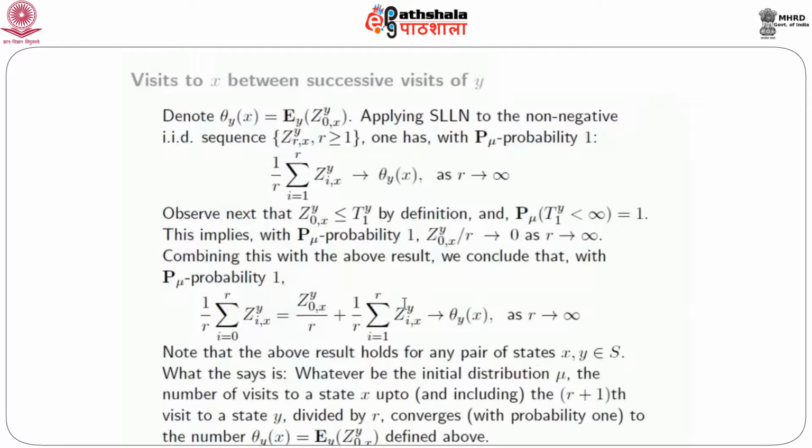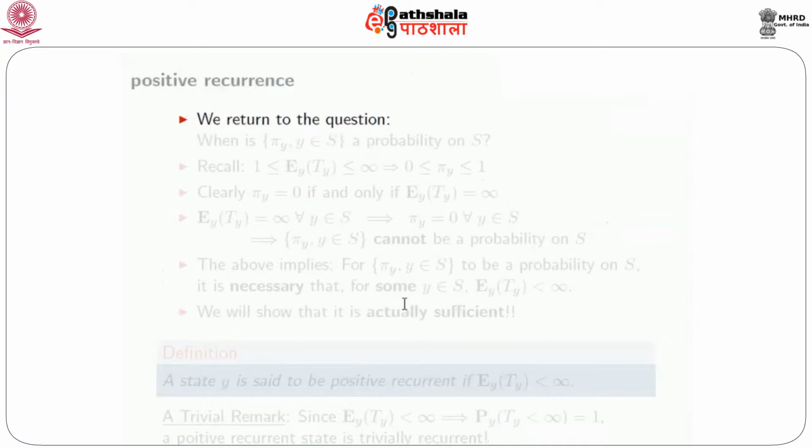Now what this really says is the following. One way is to look at the mathematical formula, but try to understand what it really says. What it really says is that whatever be the initial distribution mu, the number of visits to a state x up to and including the (r+1)th visit to another state y, divided by r, converges with probability 1 to the number theta_{yx}, and that number depends only on x and y and nothing else. So now we return to the question: when do these numbers pi_y, y in S, form a probability on S? Since all these numbers are between 0 and 1, essentially it boils down to when this sum is equal to 1.